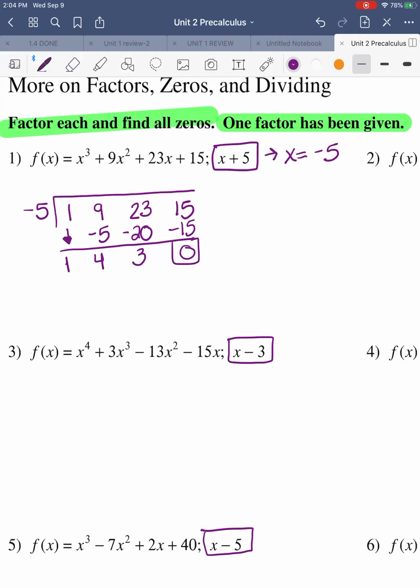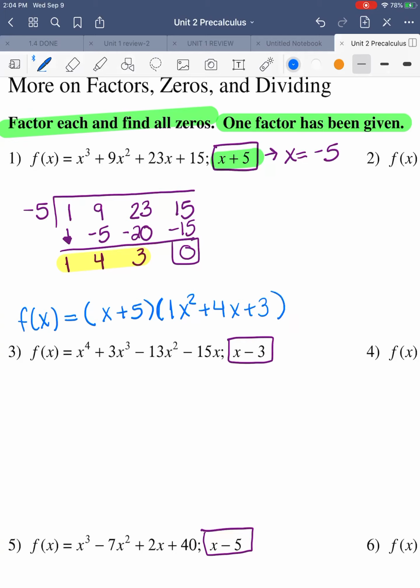So now that you're done with the synthetic division, we are going to be using your quotient, the 1 and the 4 and 3. We're using that to rewrite the polynomial. So f of x can be written as x plus 5, because remember that was given to us, x plus 5, times the quotient. So the quotient was 1x squared plus 4x plus 3.